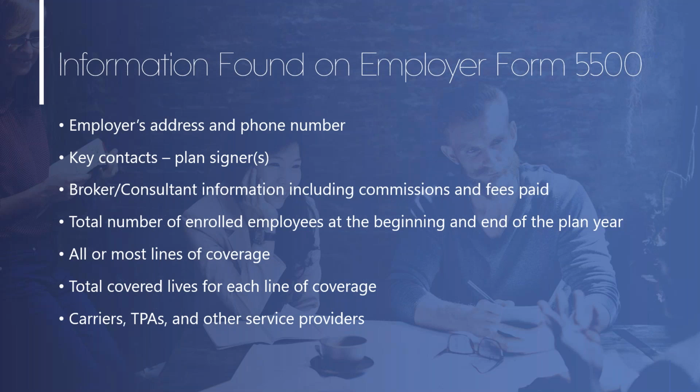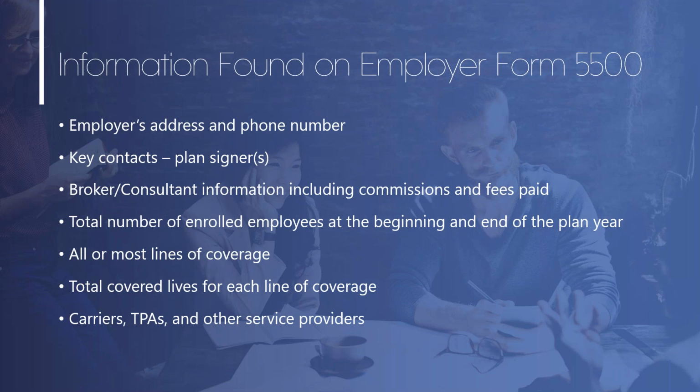So what information is actually included on the filing? Why are they so important? Well, as we stated earlier, it is a research and disclosure tool for the Department of Labor. And how does that work? Well, it will list information about the employer's address and phone number, and some key contacts for the plan. So that's where the plan signer comes in, who is representing the plan sponsor in certifying the information reported on the filing, and who the brokers and consultants were that worked on the plan, and that's why commissions and fees are reported.